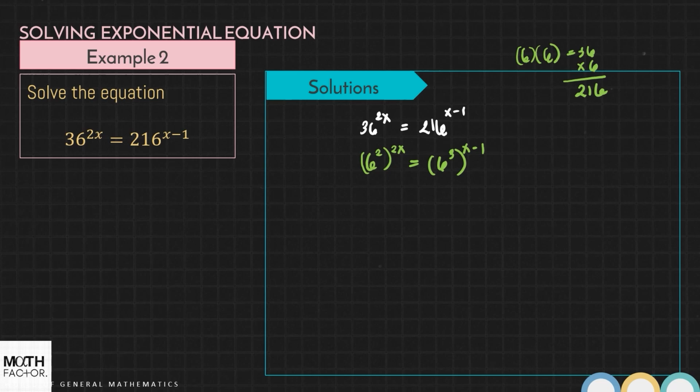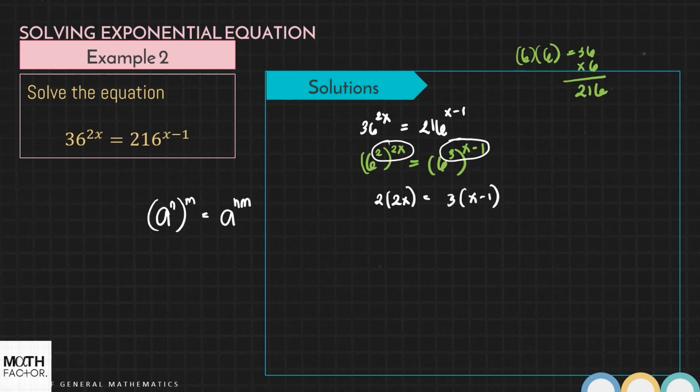Kung nare-recall nyo yung power rule, a raised to n raised to m, that is equivalent to a raised to n multiplied by m. So, in this case, we will be multiplying this. Right? So, we have 2 multiplied by 2x is equal to 3 multiplied by x minus 1. So, 2 times 2x is 4x. Distribute natin yung 3. We have 3x minus 3.